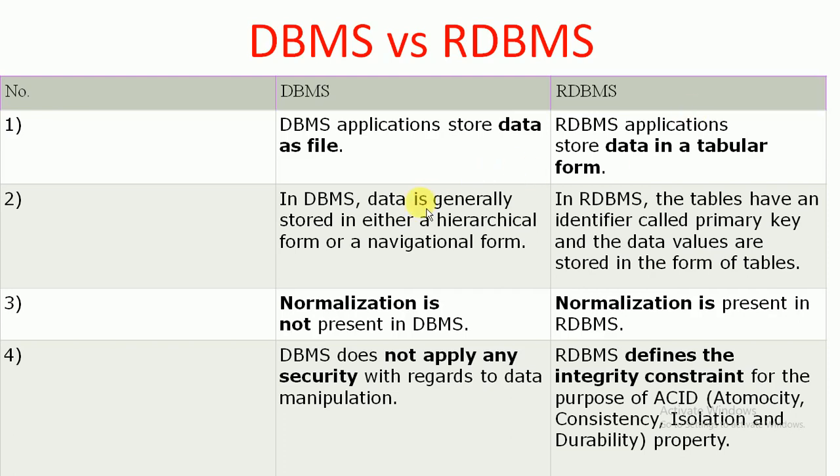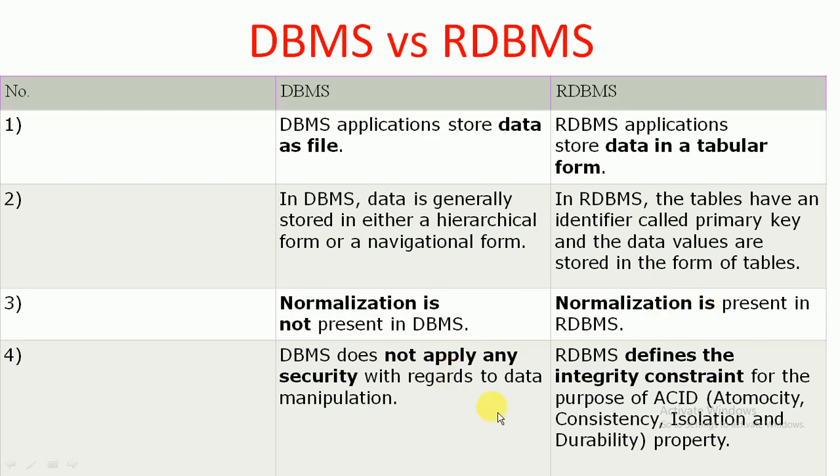In database management system, data is generally stored in either a hierarchical form or a navigational form. But in the relational database management system, the tables have an identity called primary key and the data values are stored in the form of tables. And with the help of primary key, each row can be uniquely identified in this RDBMS. In DBMS, normalization is not present. Normalization is present in RDBMS.